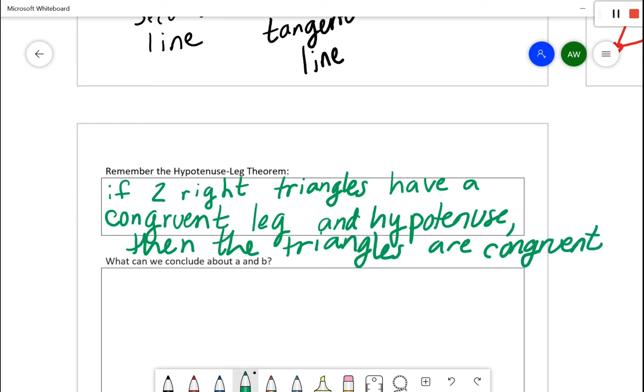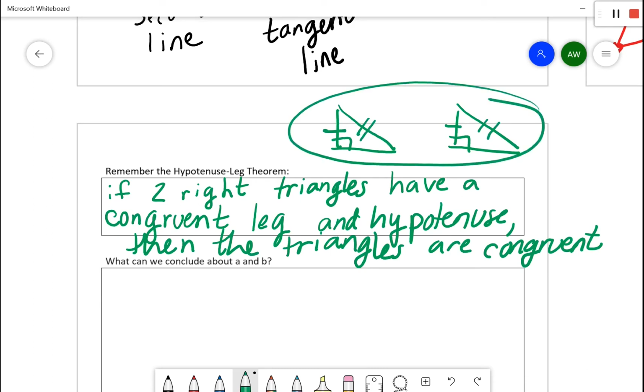This is great because it essentially means that if I do not know everything about my triangle, but I have a little bit of information, like if I know that this side and this side are congruent, and I know that my hypotenuse and my hypotenuse are congruent, then I can say that these two triangles are congruent, which is really useful for us.